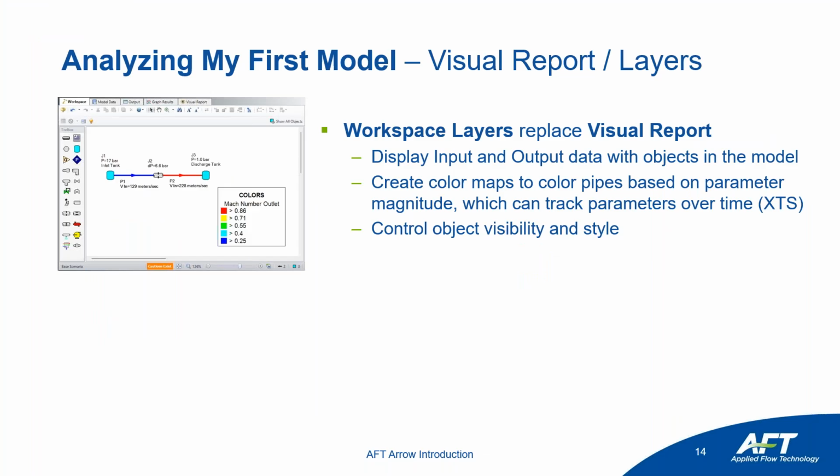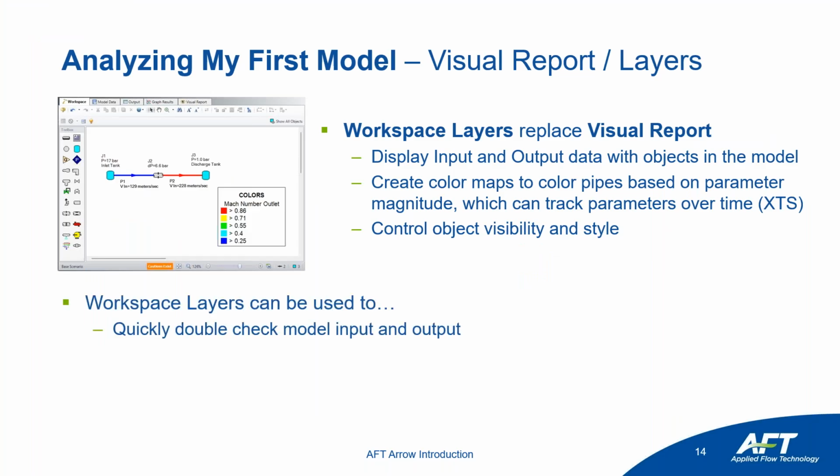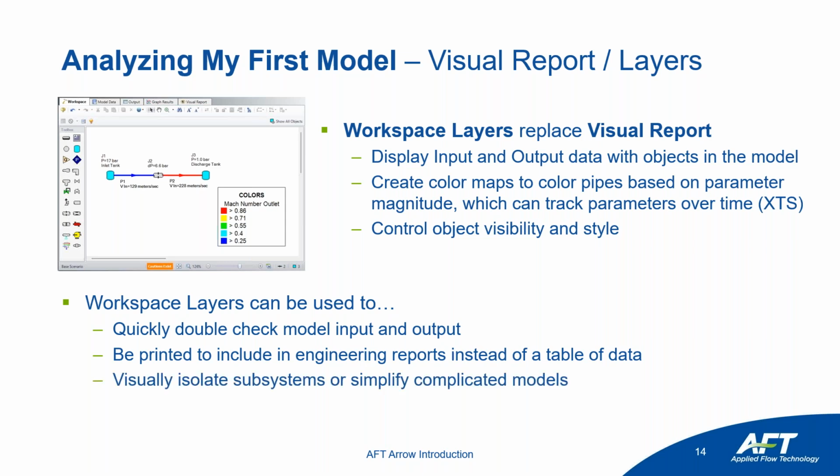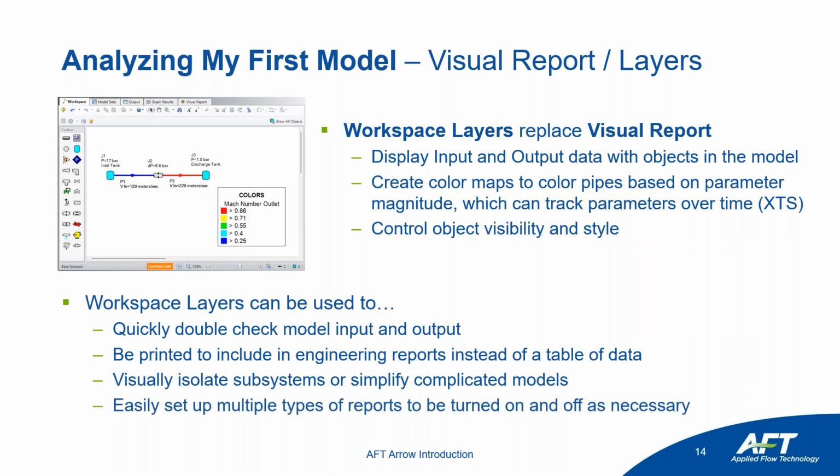So that is workspace layers in a nutshell. We saw how we can use it to quickly double check our model input and our output, reviewing things like our length and nominal sizes. We can print them and just take a screenshot of them to include in our engineering reports instead of a table of data. You can stylize different subsystems or visually isolate them by creating a layer with only those objects on it and showing that layer. And then also you can set up your different types of reports. Maybe you have one for velocity, one for your pressure check, one for your temperatures, which you can turn on and off depending on what step of analysis you're doing.